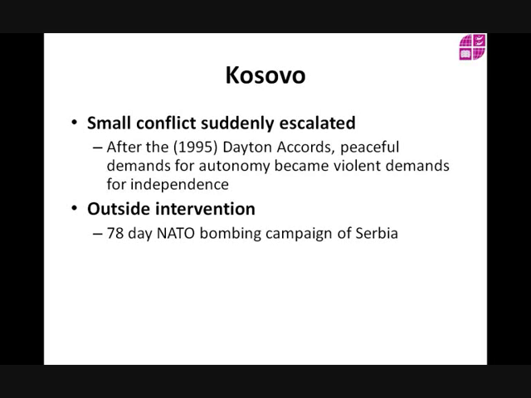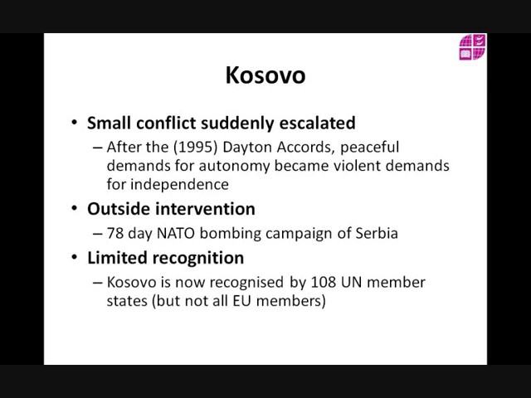So this is what I'm talking about. The small conflict suddenly escalated. It went from very, very small, to something that nobody had heard of, to something that everybody heard of. The outside intervention was the NATO bombing campaign of Serbia, which you could have watched on TV. It was quite memorable. This led, in large part, to the independence of Kosovo. Kosovo governs itself now, thanks to the outside intervention.